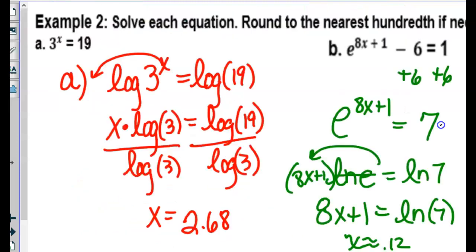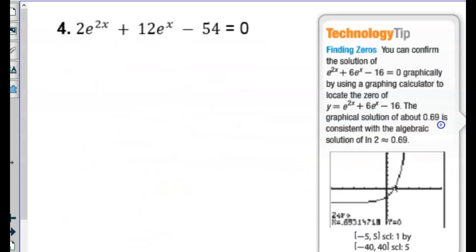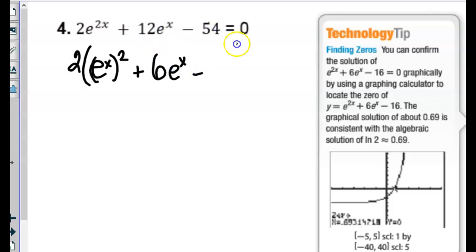Think you can try that? How far did we go yesterday? Okay, this is one of those, right? Oh, what can we do first on number 4 here? Take out a 2, right? So we, just to make it more complicated, we have a 2. And that e to the 2x is an e to the x squared. It is 6 e to the x, because we took out a 2. And half of 54 is 27. Did I do that right?